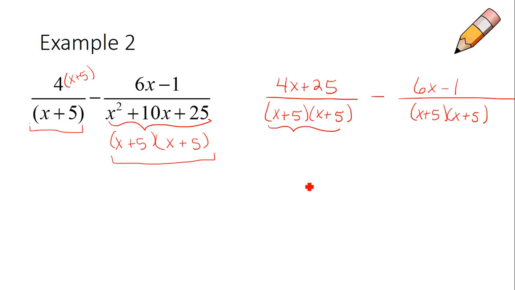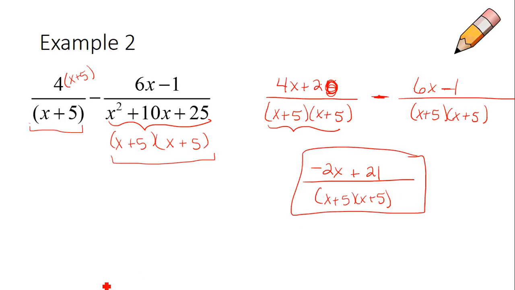And now I just go ahead and subtract those fractions. Be careful, we're subtracting here. 4x minus 6x is negative 2x. 25, or sorry, this is 20, isn't it? Whoops, 4 times 5 is 20. 20 minus negative 1 is positive 21, because minus a negative is like adding. And the bottom just stays the same, x plus 5, x plus 5. So here is my simplified answer after I add or subtract, in this case, those two fractions.